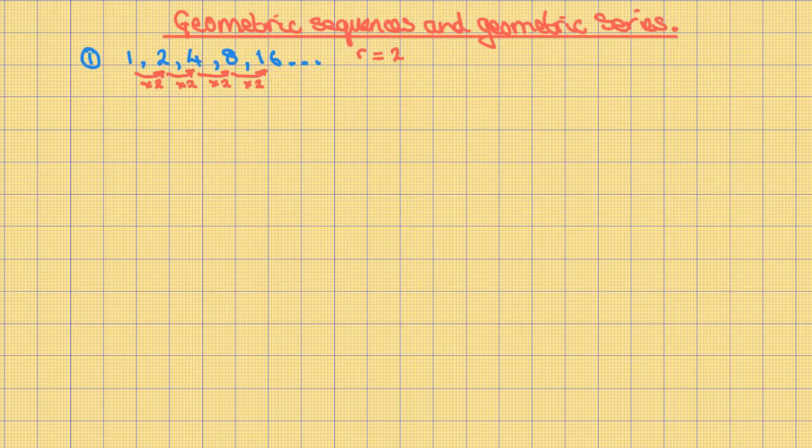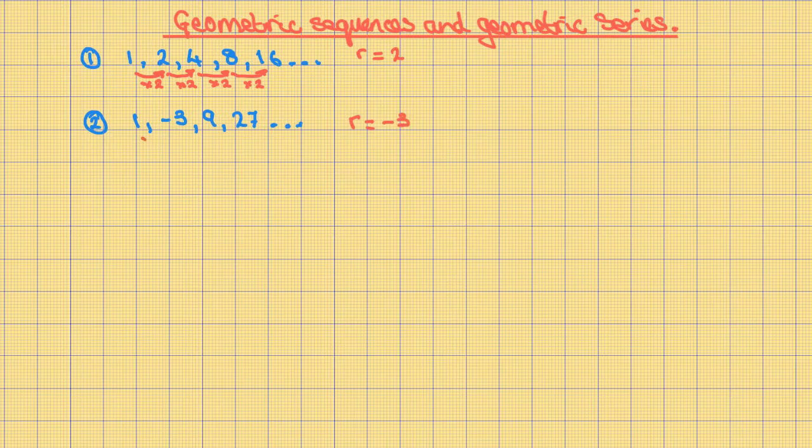It is 2. A second example could be 1, minus 3, 9, minus 27, ... This time the common ratio is negative because if you look at the sequence, it's going positive, negative, positive, negative, and the ratio is minus 3.